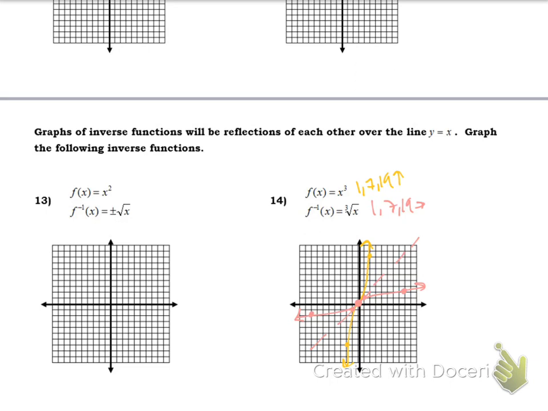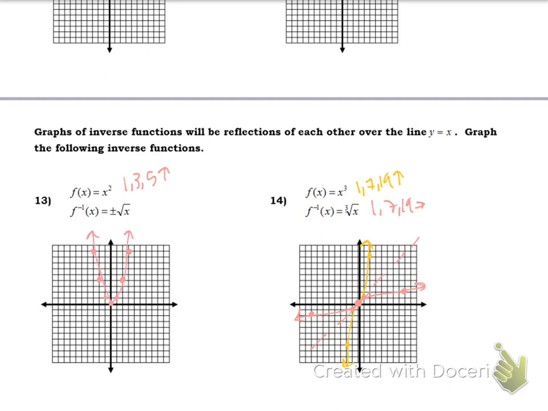Oop, and I skipped the first one. Okay, x squared is 1, 3, 5 up, starting at 0, 0. Right 1, up 1, right 1, up 1, 2, 3. Right 1, up 1, 2, 3, 4, 5. Left 1, up 1, left 1, up 1, 2, 3. Left 1, up 5.